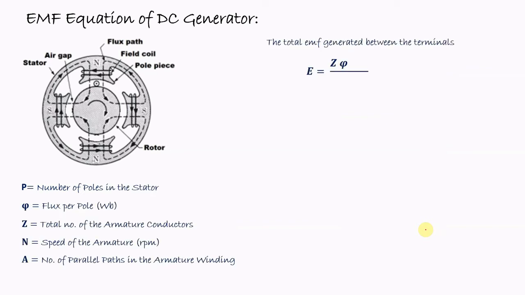As we have already discussed, the EMF induced in a DC generator is Z phi P N upon 60A. Here Z is the number of conductors in the armature, which is constant for a particular machine. P is the number of poles in the stator, again constant. A is the number of parallel paths. In case of a lap connection, the value of A will be equal to P, and in case of a wave connection, the value of A will always be equal to 2. So depending upon the type of armature winding, the value of A is also constant.